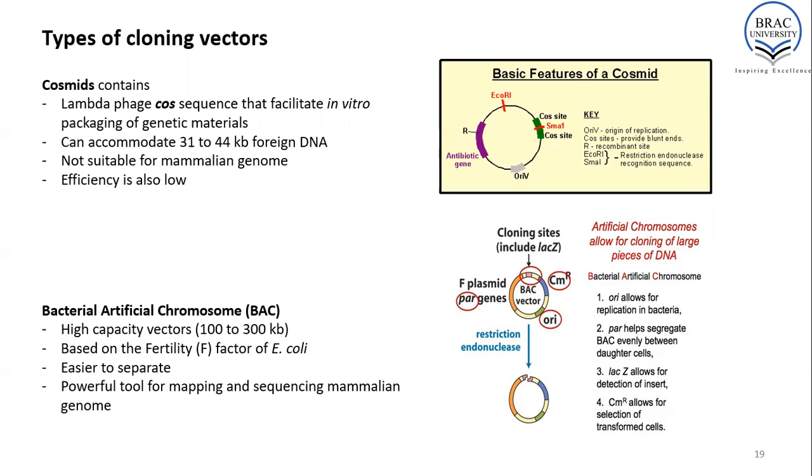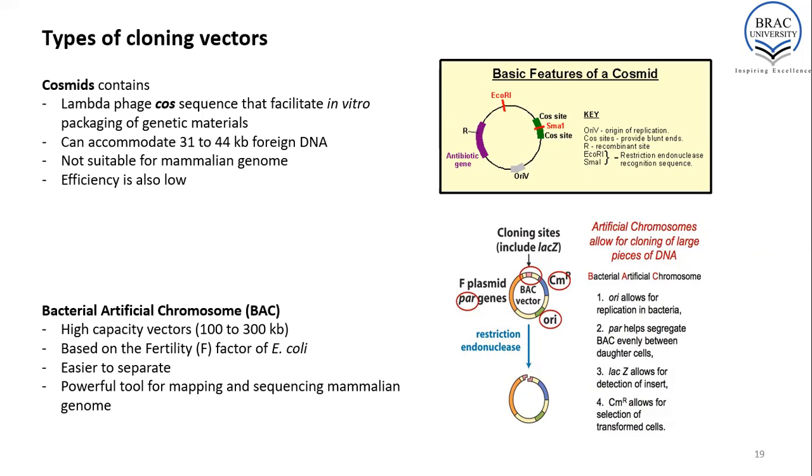Bacterial artificial chromosome, or BAC. It is a high capacity vector. It can contain around 100 to 300 kilobases of foreign DNA. Because of its high capacity, it can transfer the gene's specific promoters and any regulatory domains of both the 5' and 3' region of a gene to check the tissue-specific activity of a gene or a protein.